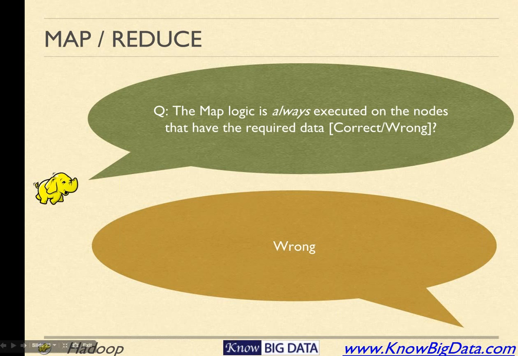The answer is wrong. Because I always said that the tendency of YARN is to execute your map logic as close to the data as possible. Meaning, as our mapper has to convert the input data into key values, there will be a transfer happening. There will be a transfer if our mapper is executed on a node which is away from the input node.